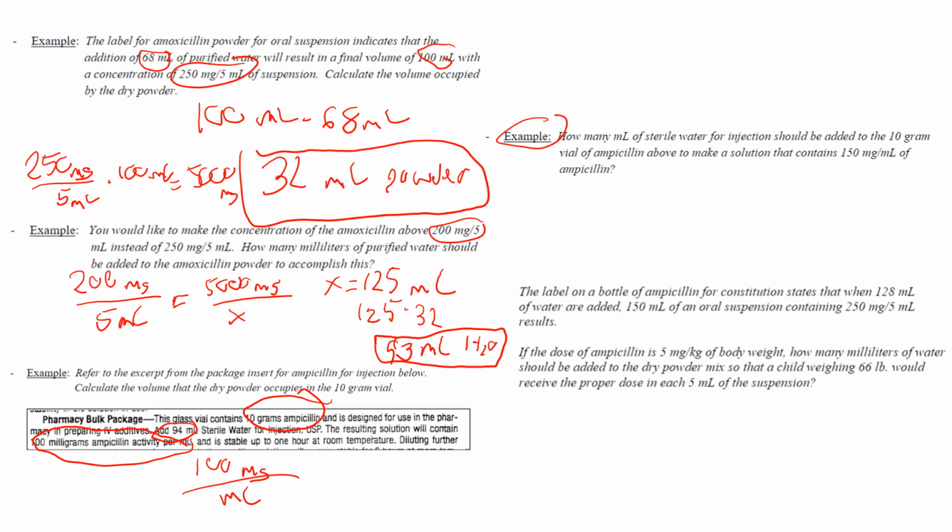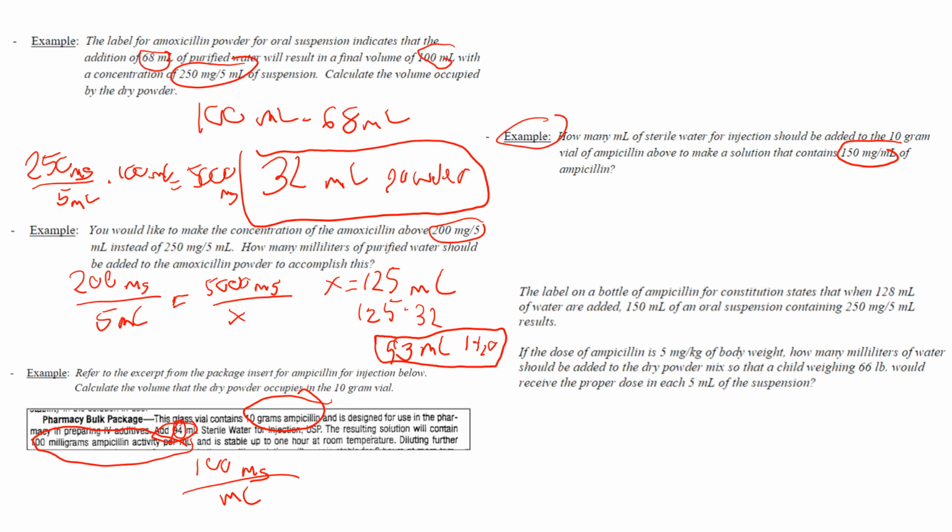Pretty standard. This actually wants a more concentrated solution. So we'll actually be adding less than 94 to make this happen. I think the easiest way to set this up would be, since we know we have 10 grams of ampicillin, that's like our total. So we need to find out how many milliliters are in the 100 milligram per milliliter solution.